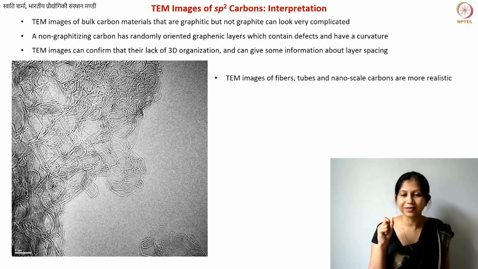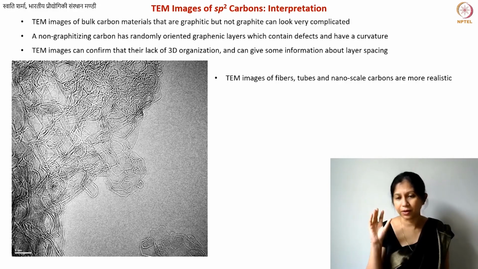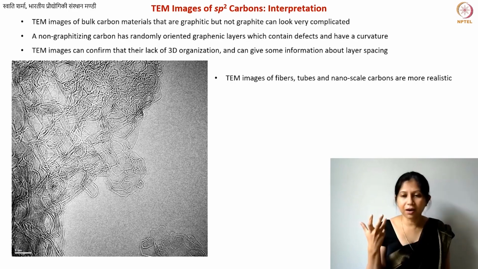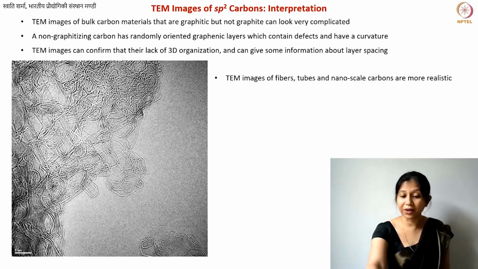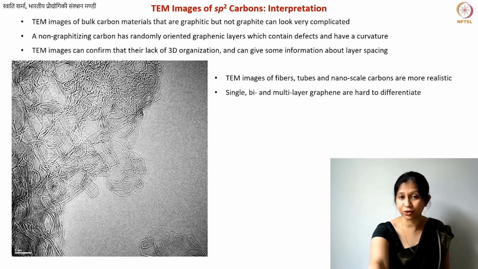There you can get relatively more realistic information, given that your fibers or tubes are thinner than 20 nanometer. If they are larger than 20 nanometer, as I said, you can measure the diameter, but there is little information you can get about them. But for samples that are thinner than 20 nanometer, and they are individual tubes or, let's say, fullerenes and so on, then you can get more realistic information, so to say.